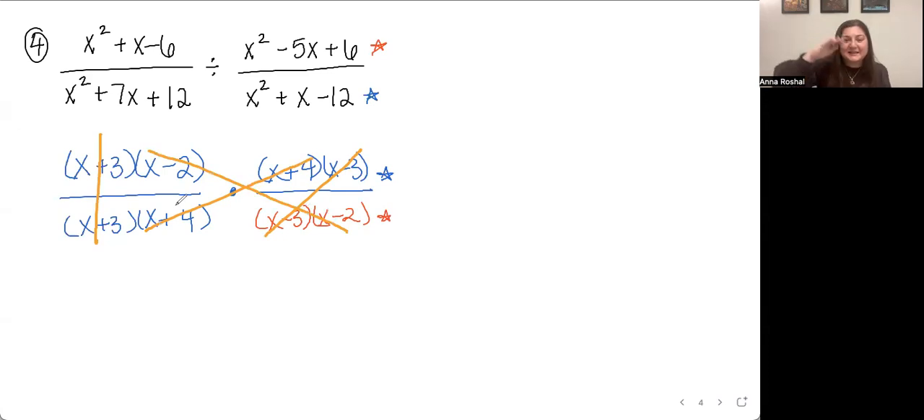So not only can I cancel top and bottom within one fraction, but I can also cancel side to side between fractions so long as one of the factors is in the numerator and one is in the denominator. What do I mean by that? So as like a reference, right?